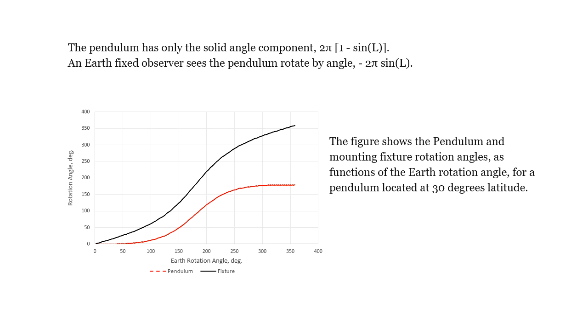Now this figure shows intermediate angles all the way out to 360 degrees of Earth rotation. It shows you the mounting fixture, which is the black line, and the Foucault pendulum, which is the red line. This is for a pendulum located at latitude 30 degrees, where the pendulum's rotation in the counterclockwise direction is 1/2 of the mounting fixture's rotation. So you can see it's 1/2 there.